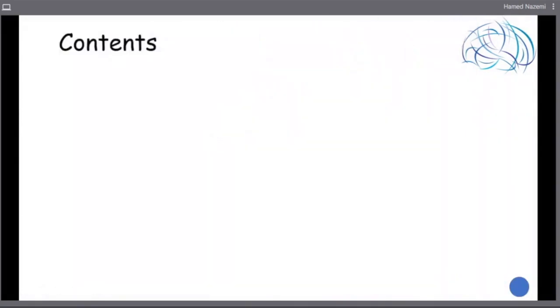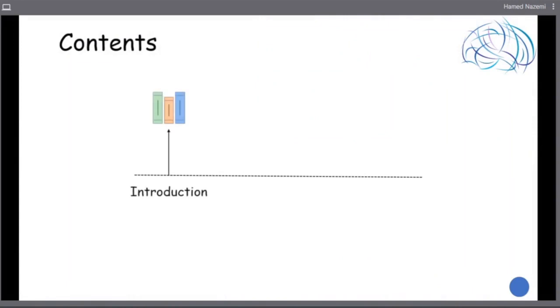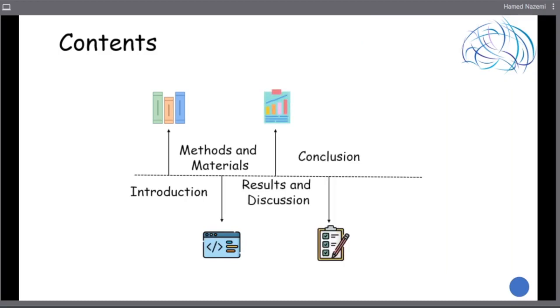First, let's review the presentation procedure. At the beginning, we will talk about social robotics, emotion recognition and EEG signals. Then the methods and materials used in this research will be discussed, and results come after them. At the end of the presentation, I'll talk about the outcome of this article and future works.